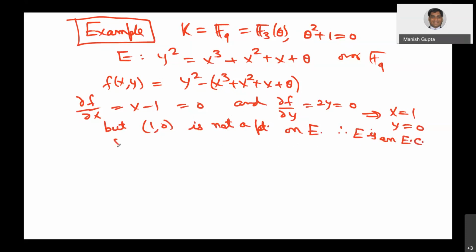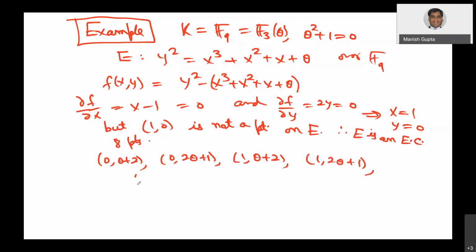And it contains 8 points. What are those points? (0, θ+2), (0, 2θ+1), (1, θ+2), (1, 2θ+1), (θ+1, θ), (θ+1, 2θ), (2θ+2, 1), and (2θ+2, 2).